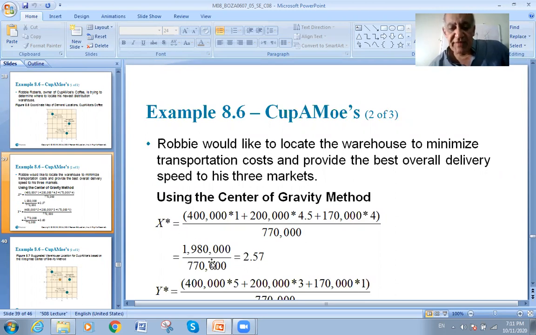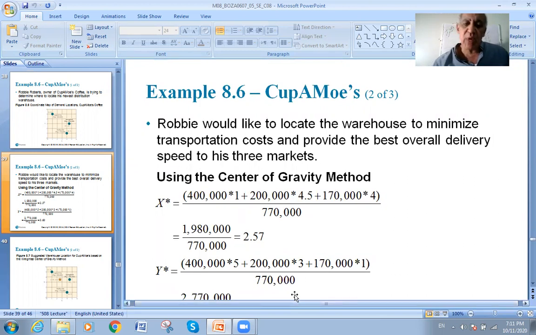When I multiply and finish, this will be 2.57. So the proposed location for the point x will be 2.57. This is the proposed location for x.